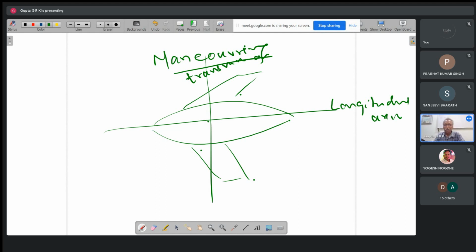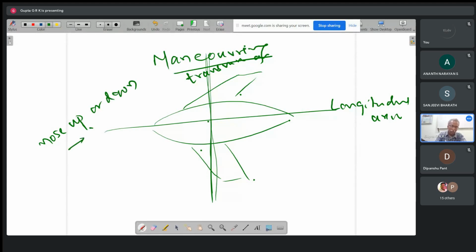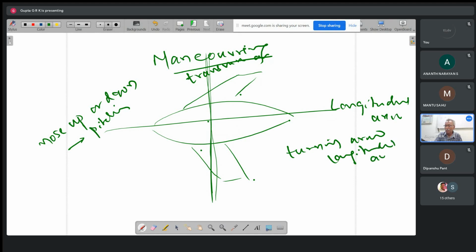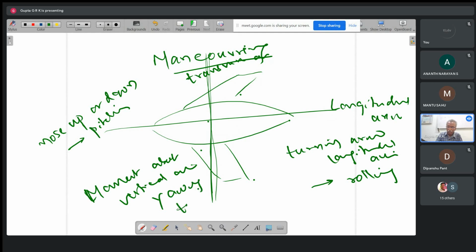Now there are turning moments. If it turns about the transverse axis, that is nose up or nose down, what is that motion called? Anybody knows? Pitching. Nose up or down is pitching. Which is rolling? Turning around the longitudinal axis. This is rolling. And moment about the vertical axis? Yawing. This is yawing. That is turning to right or left.